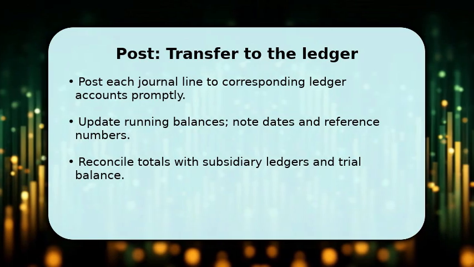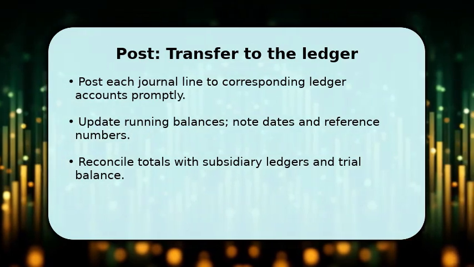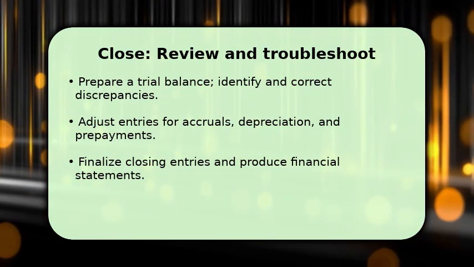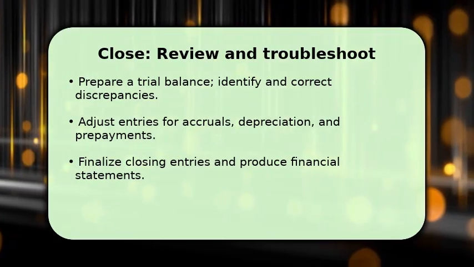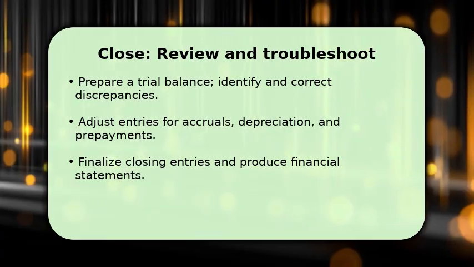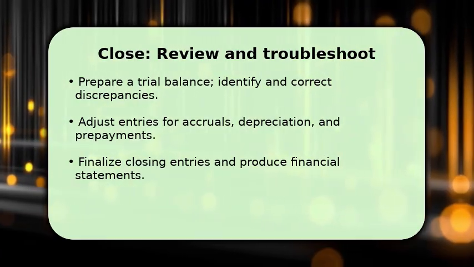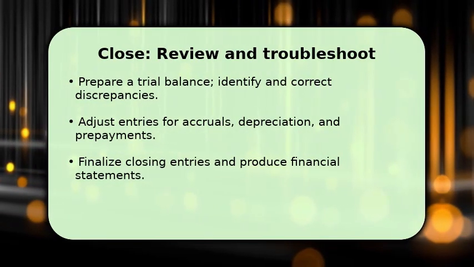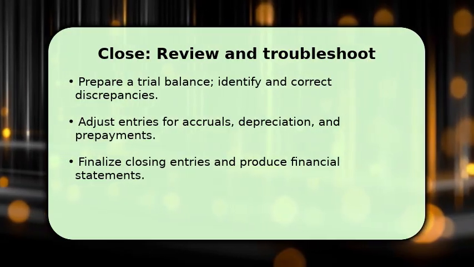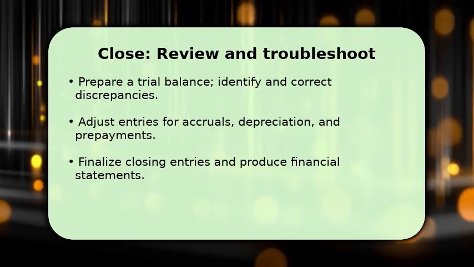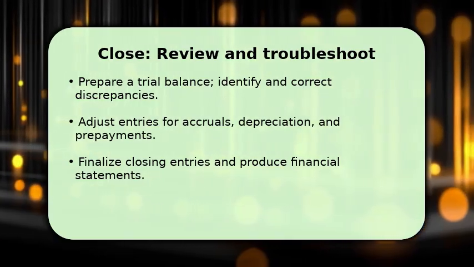errors before closing. Finally, you prepare a trial balance to confirm debits equal credits. This is your checkpoint before financial statements. If balances differ, trace the mismatch by checking dates, reference numbers, and transposition errors in both journal and ledger. A systematic ledger-to-journal reconciliation narrows the issue quickly.